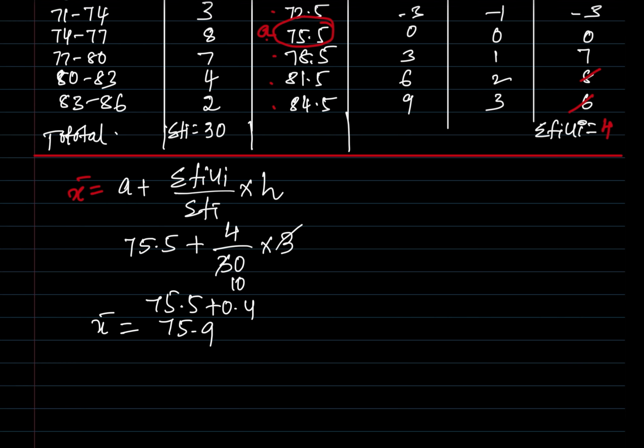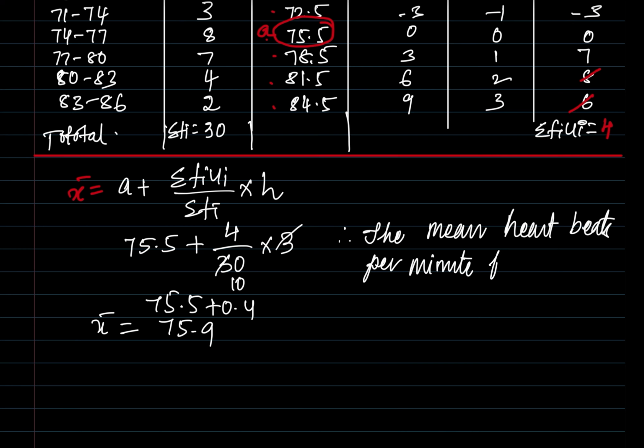So what we have to write? Therefore the mean heartbeats per minute for these women are 75.9 beats per minute.